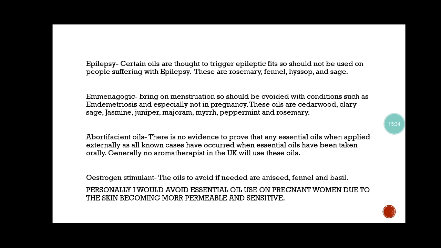Now the emmenagogues are to do with menstruation, and definitely with heavy periods, endometriosis, or anything that is issues with the blood clotting. Those are the oils that you need to avoid, like cedarwood, clary sage, jasmine, juniper, marjoram, myrrh, peppermint and rosemary, because it's going to bring it on.